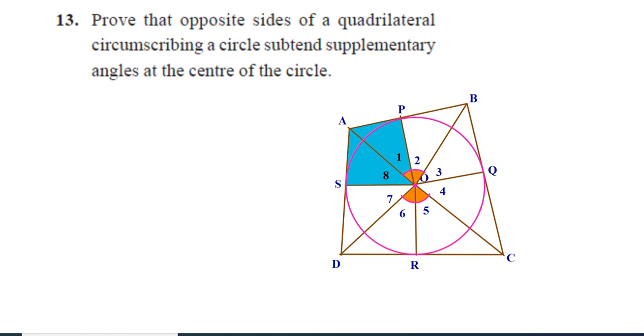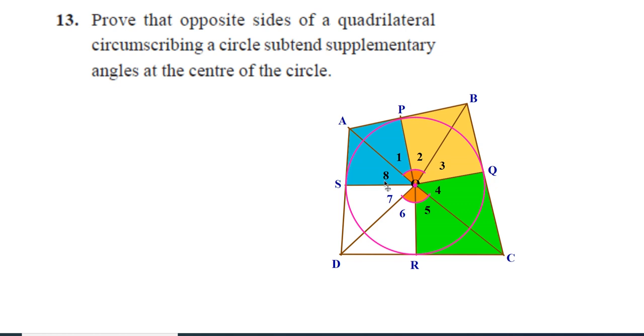Similarly, triangles BPO and BQO are congruent. So you can write angle 2 is equal to angle 3. Then similarly, you can write angle 4 is equal to angle 5 and angle 7 is equal to angle 6. Now what will you get if you add 1 plus 2 plus 3 plus 4 plus 5 plus 6 plus 7 plus 8?